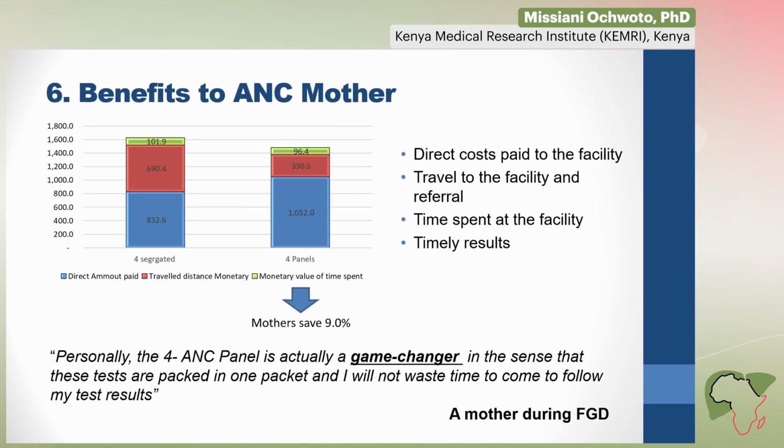To the mother, with this test, there is no referral, therefore it lowers the time she comes. Timely results lowers the time the mother waits to receive the results, and that really accounts for 9% for the mother. It is quite important that this will really solve the issue of delayed results. One of the mothers said that this is indeed a game changer, since everything is packaged together, and therefore the test is done at one point. It will not waste time, and she will not come to follow up the results.